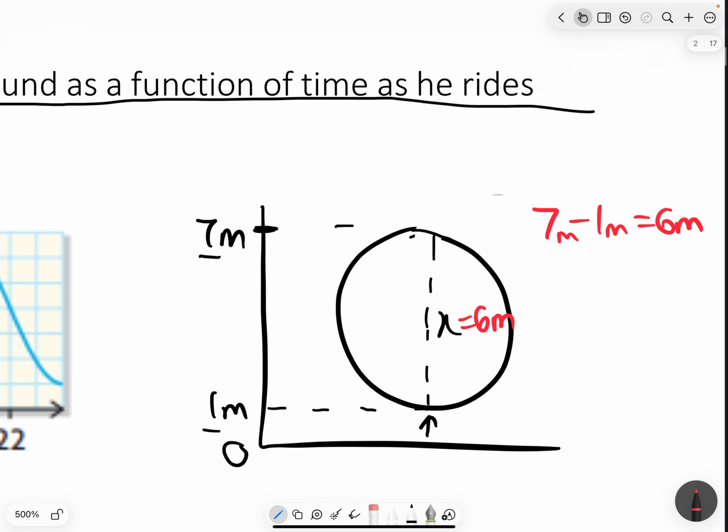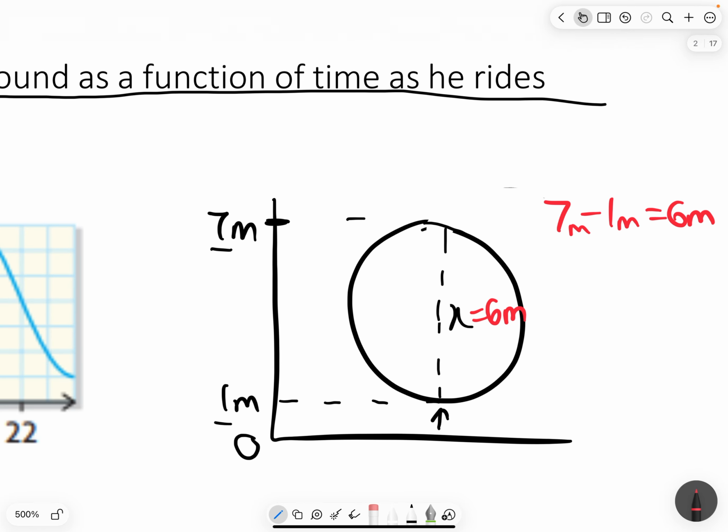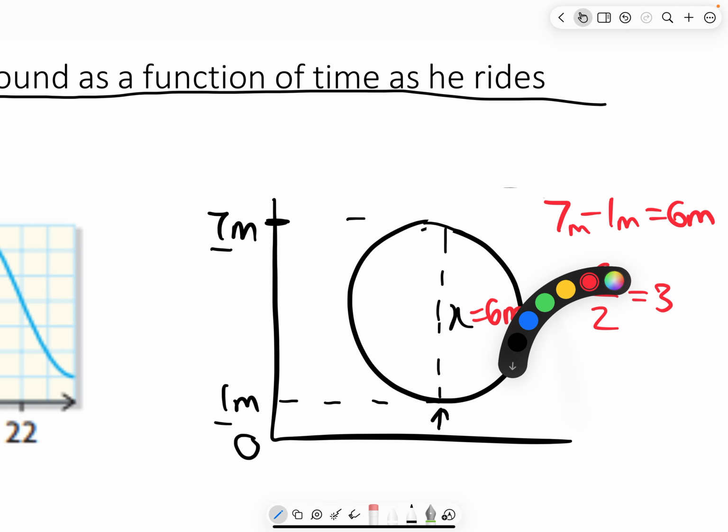Right? Now to find the radius, or the amplitude, right? To find the radius, I could do 6 divided by 2, which is 3. Now we can actually come to another conclusion here, that 3 has to be the amplitude. You want to know why?